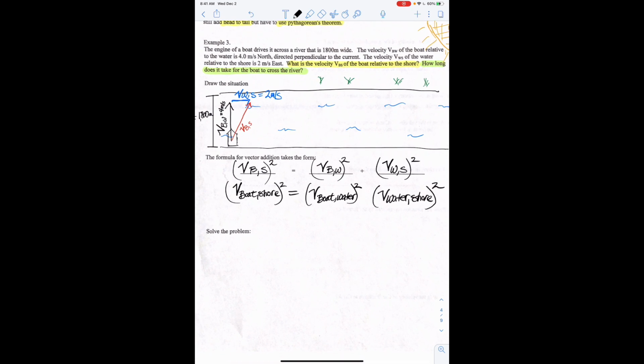All right, so we are going to solve this problem by breaking this up into directions, meaning that we are going to work with the y direction independently from the x direction.